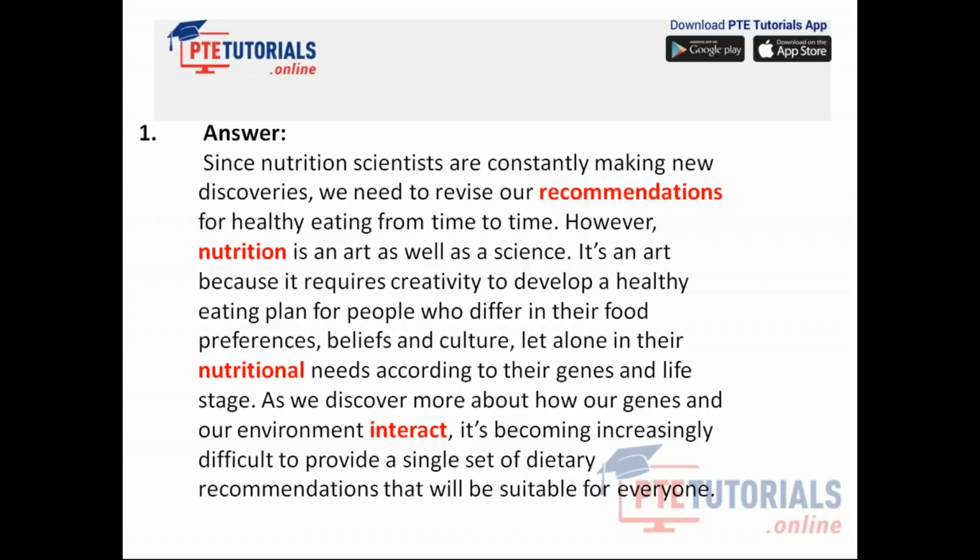Because here they are talking about, as we discover more about how our genes and environment, it's not that they attract, they interact with each other, because we have the influence of environment on our genes. Even with genes, it doesn't mean that your behavior is not affected by your environment. No, it has an impact. Next question.